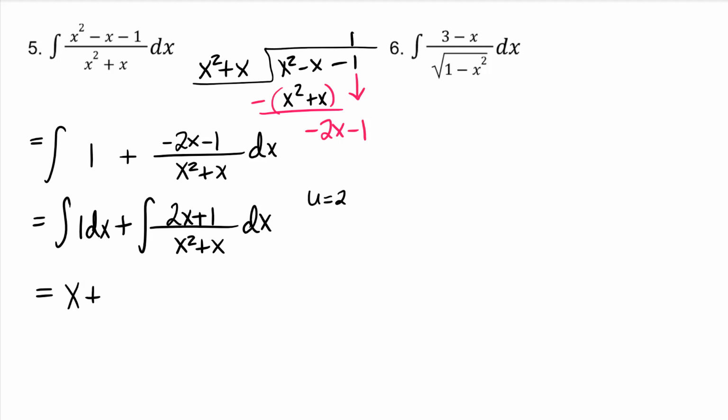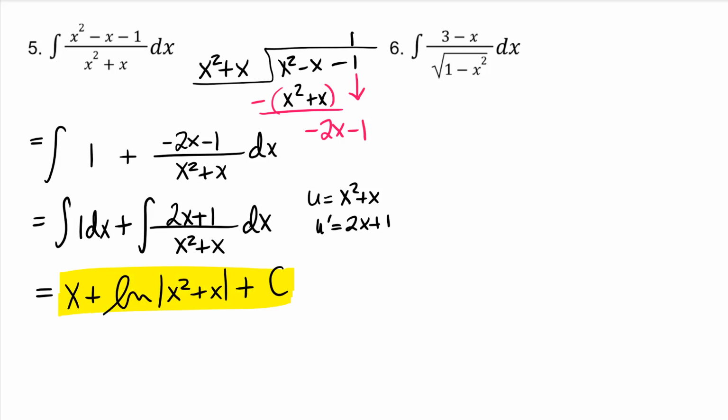Now I can integrate. U is x squared plus x. U prime is 2x plus 1, so we have u prime over u, which is ln absolute value u. Unfortunately, we can't get rid of the absolute value because if x is an integer, then yeah, the result will always be positive. But if x is a fraction, then our result would have a negative inside of the log, so we need to keep the absolute value on there.